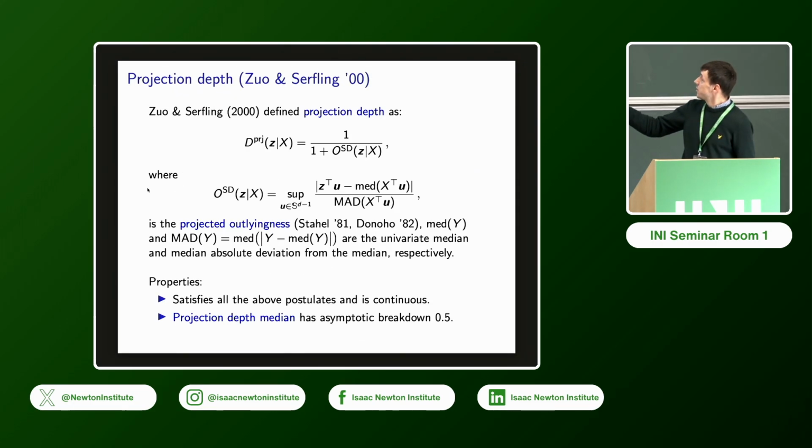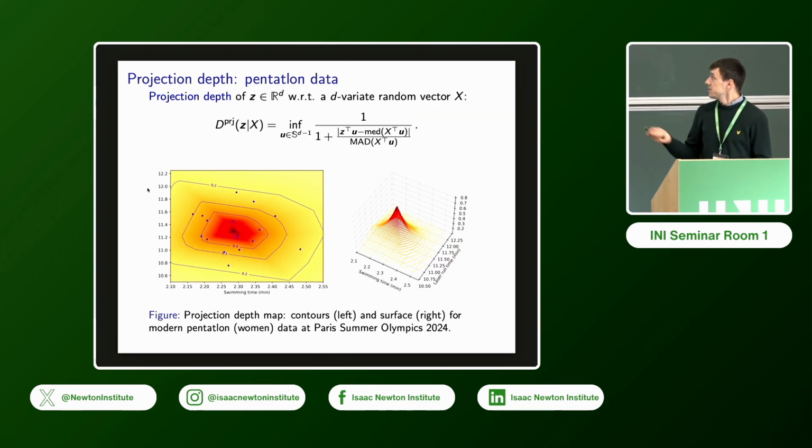Then, as I said, we just apply a monotone decreasing transform to this outlyingness, and we obtain what is called the projection depth function, which is also a very nice one. It satisfies all the postulates. In addition to the halfspace depth, it is continuous, and it is very robust. The breakdown point of its median is 1/2. So basically, you can take almost half of the data, throw it to infinity, and your median will stay in a reasonable location. Right, and this is the same picture, so that you see the contours of these depths, and also the contours in 3D, where we have the two dimensions, and here the depth itself.